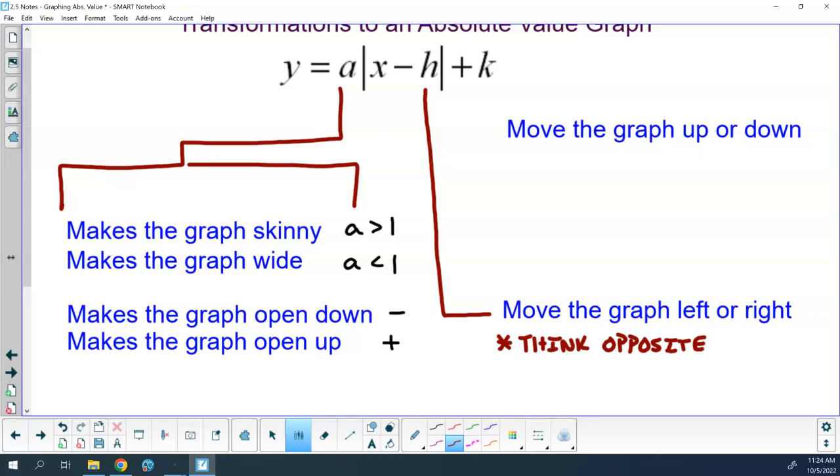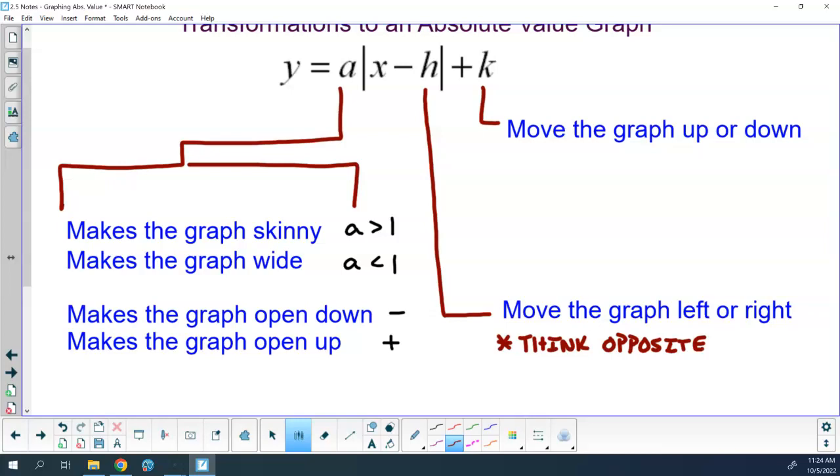Okay. K is outside, so we don't have to think oppositely. And so that's going to be straight up thinking, move it up, move it down. If k is positive, it shifts up. If k is negative, it shifts down. Okay?